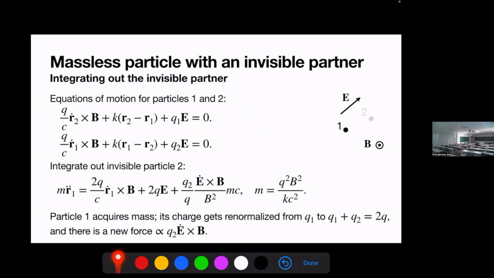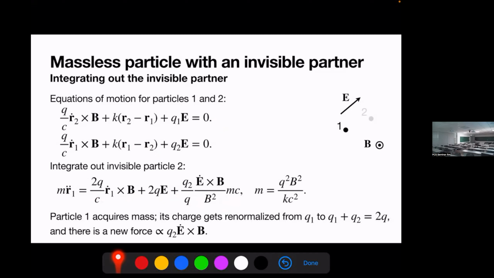Okay, so we take our equation of motion for particle 1 and particle 2, and we integrate out the motion for particle 2. So we can take this equation where R2 can be expressed in terms of R1, R1 dot, and the electric field, and then we plug it into the first equation to get this equation of motion for particle 1 alone, the one that we can control and measure.